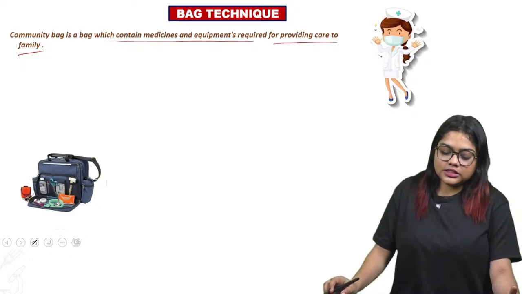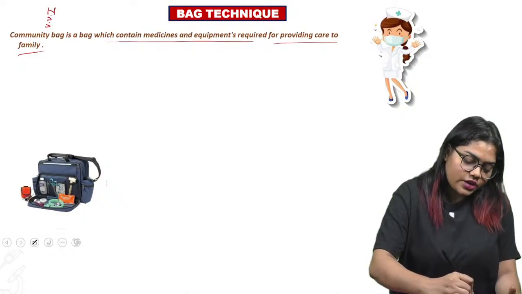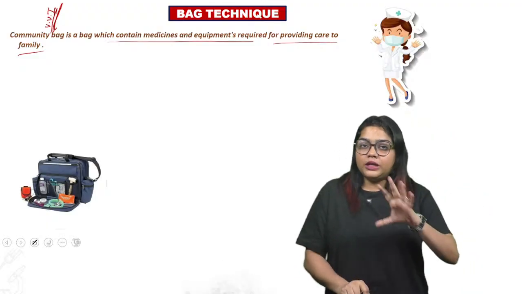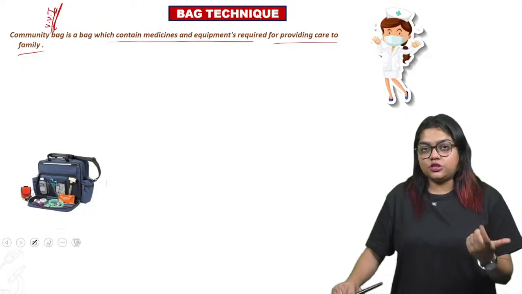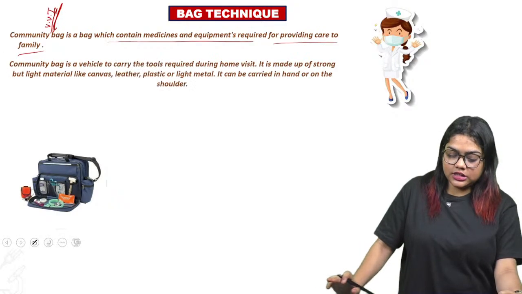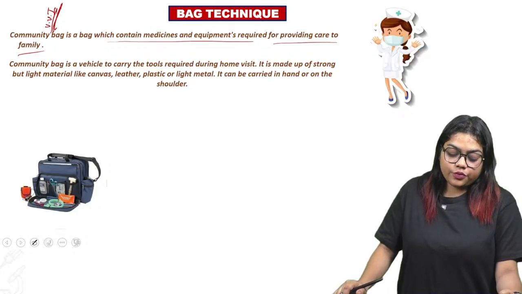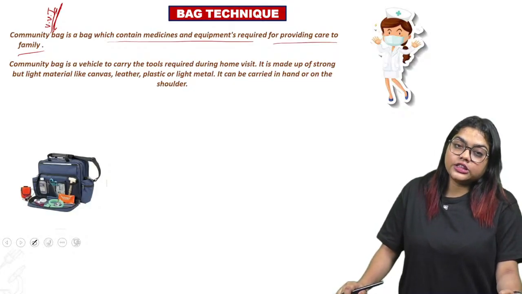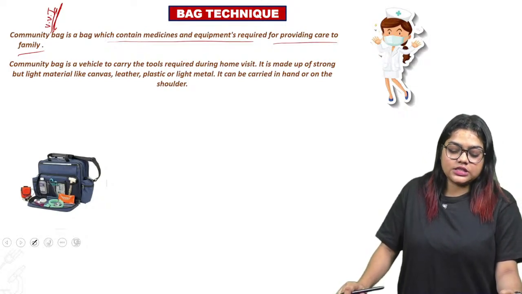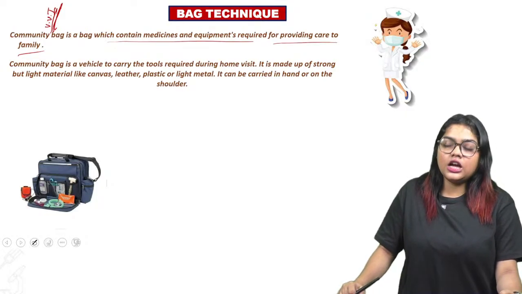Remember, this question has also come for 2 marks. This is also very important. I know I have given too many important questions, but please believe me, this question has been repeatedly asked, so that's why I am giving this. So, we have learned the definition of the community bag. It is also described as a vehicle to carry tools required during the home visit. It is made of strong but light material like canvas, leather, plastic or light metal, and it can be carried in hand or on the shoulder.